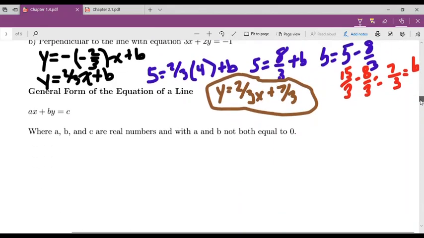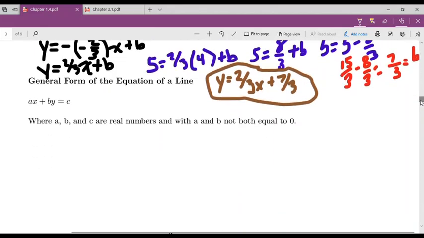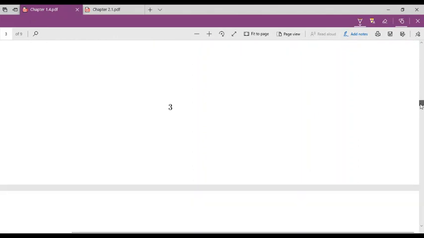Now, we've talked about point slope, we've talked about slope intercept. Also need to mention the general form of the equation of a line. That general form is ax plus by equals c, where a, b, and c are real numbers with a and b not both equal to 0. So you can have one equal to 0, but you can't have both of them equal to 0.